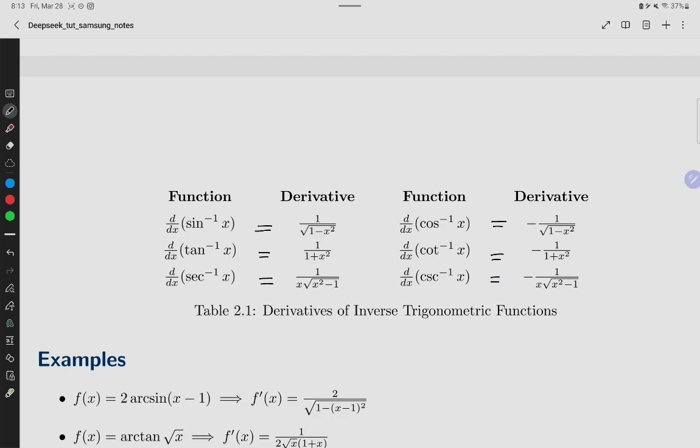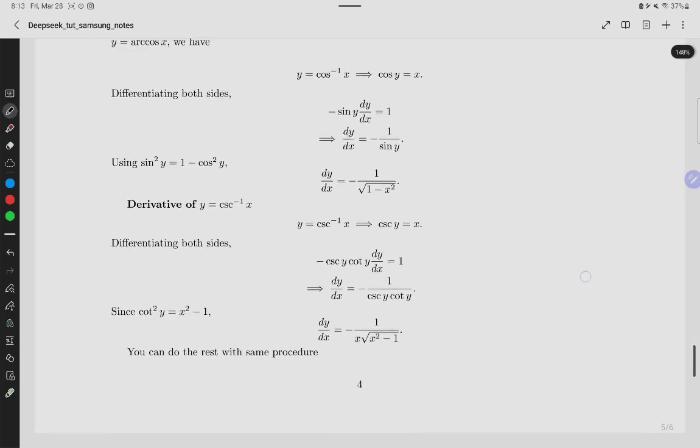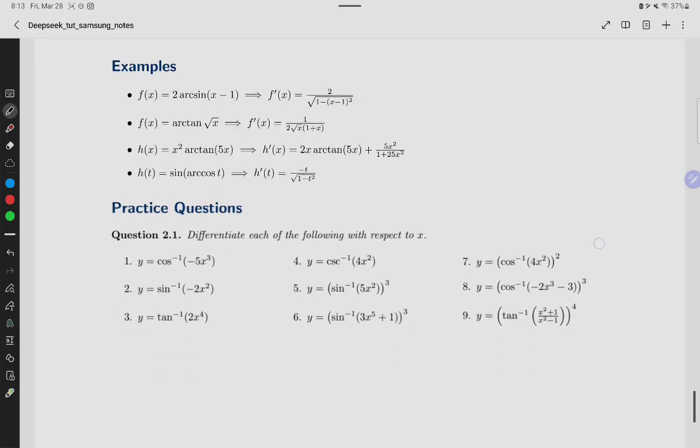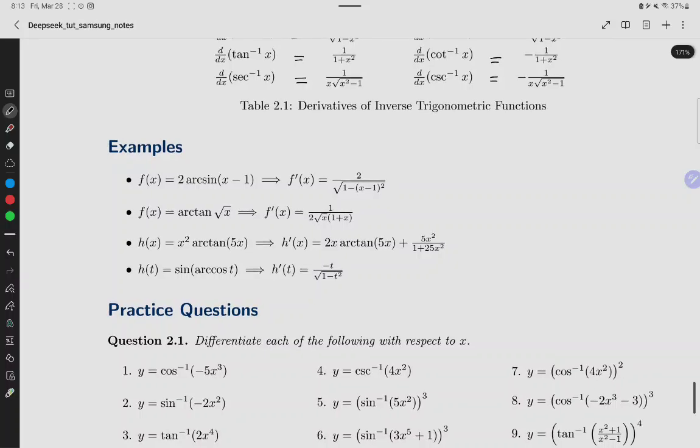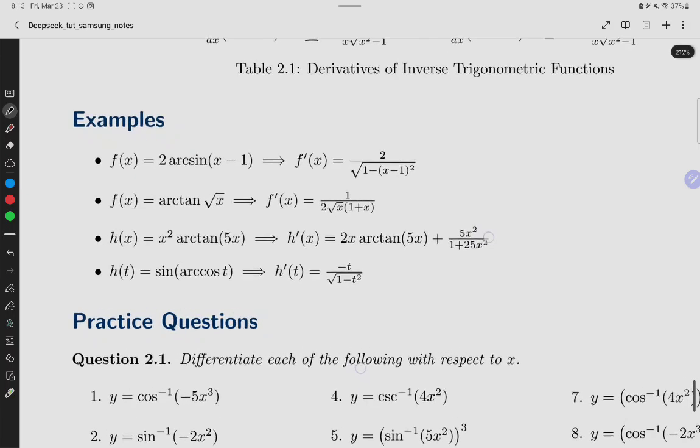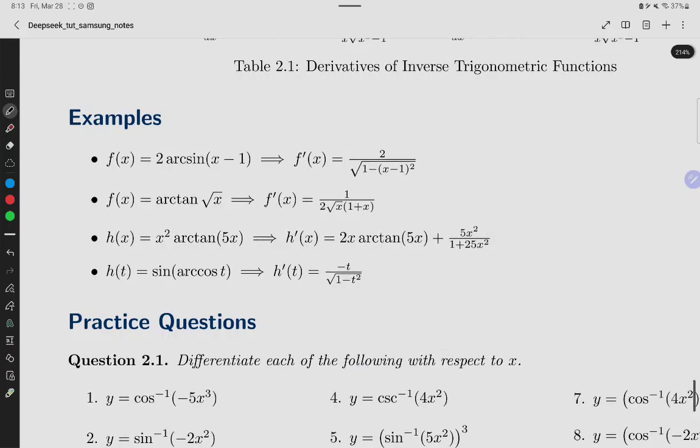So if you are not given the formula sheet of these inverse derivatives, you can derive it if you understand this process. Okay, then we have a few examples that are solved, and then some practice questions that you will do on your own. Okay, so we have f of x equals to sine inverse of x minus 1.